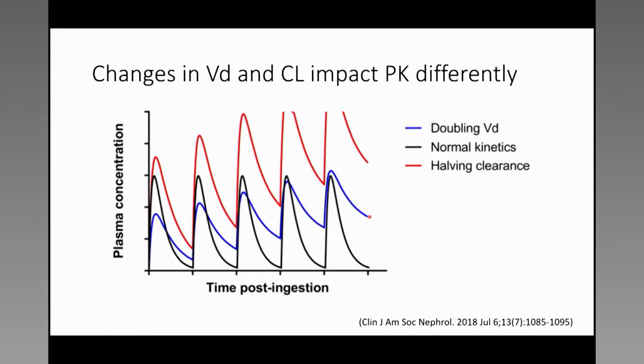As we'll outline later, you can also get an increase in volume of distribution, as well as a decrease in clearance in patients with impaired kidney function. So both of these factors may be occurring. But what it does tell us is that we need to be very careful about dose adjustments for our patients because it's very important.